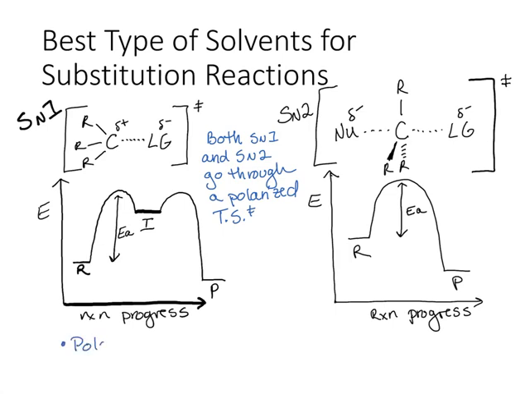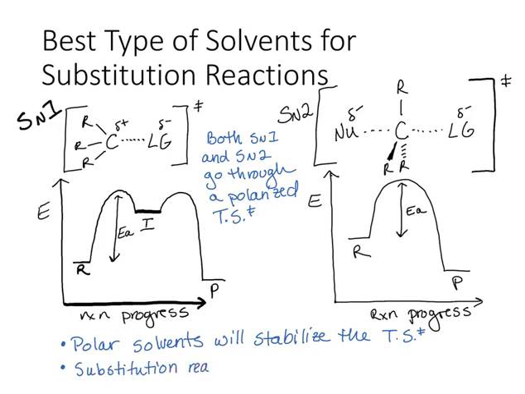So polar solvents will stabilize the transition states. So that tells us that substitution reactions are faster in polar solvents because they're more stable in polar solvents.